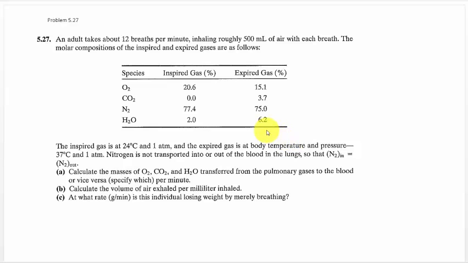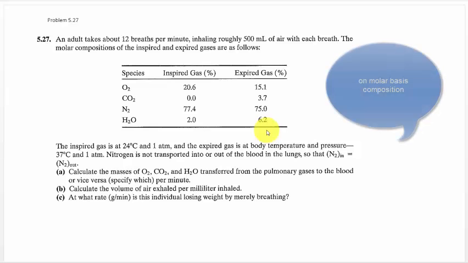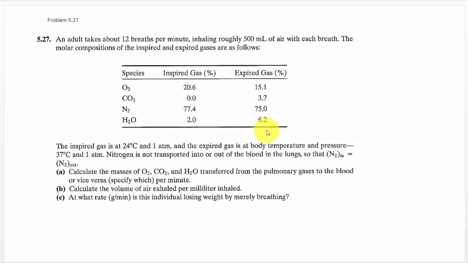An adult takes about 12 breaths per minute, inhaling roughly 500 milliliters of air with each breath. The molar compositions of the inspired and expired gases are as follows. Inspired gas: oxygen 20.6, carbon dioxide 0, nitrogen 77.4, water 2%. Expired gas composition: oxygen 15.1, carbon dioxide 3.7, nitrogen 75, water 6.2.